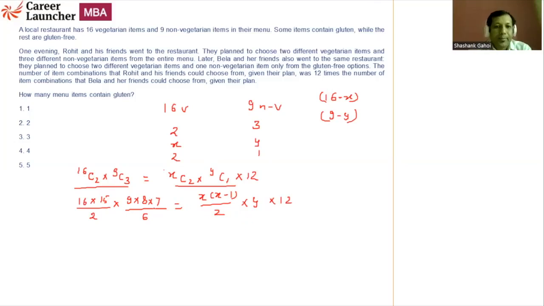Okay. Now these two got cancelled out. 9 8s are 72, so this comes out to be 12. This gets cancelled out. So I have 16 into 15 into 7, and we have x into x minus 1 into y. So x and x minus 1 are two consecutive numbers. So I can say x can be 16 and y can be 7. We can directly say that.